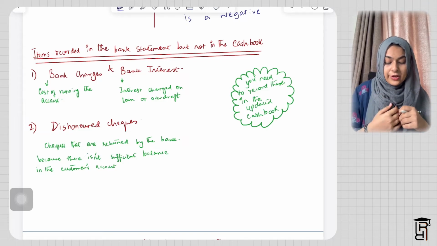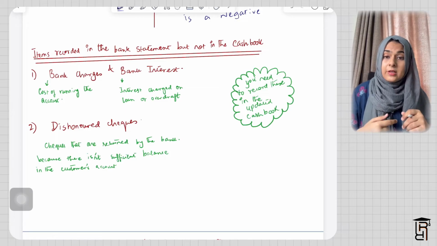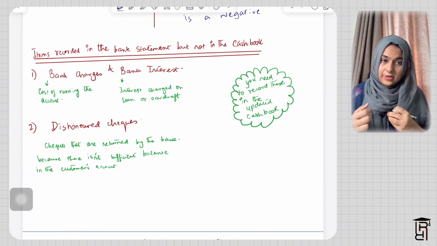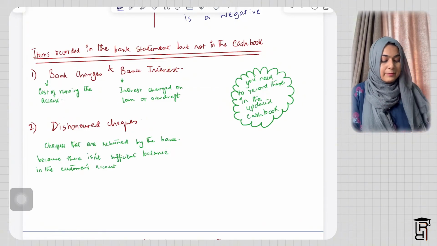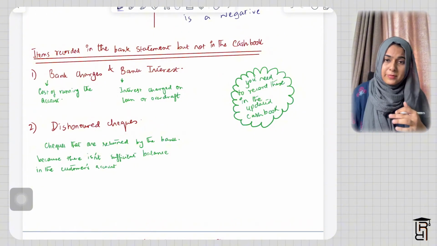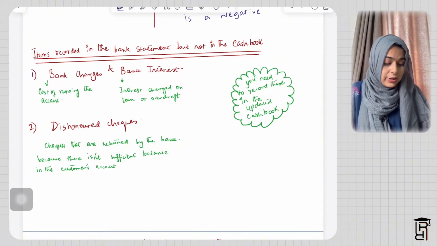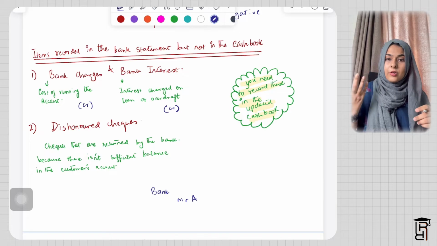Then we have dishonored checks. Dishonored checks are checks which are returned by the bank. Let's say my customer, Mr. A, gave me a check. When I received the check from Mr. A, I debited my cash book, on the debit side in the bank column, and I credited Mr. A, and I recorded the amount as well.